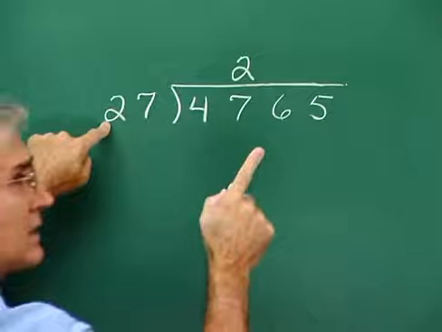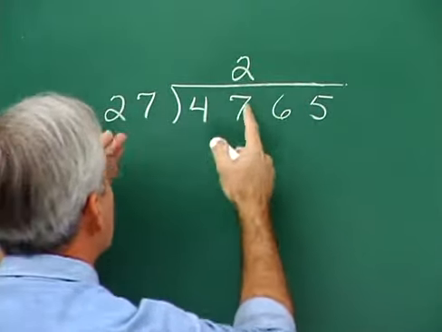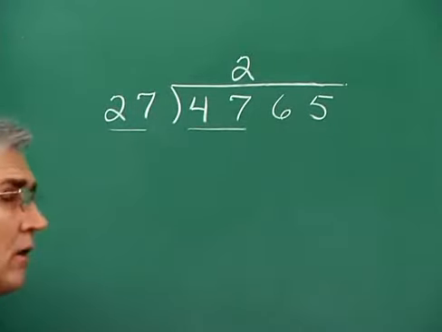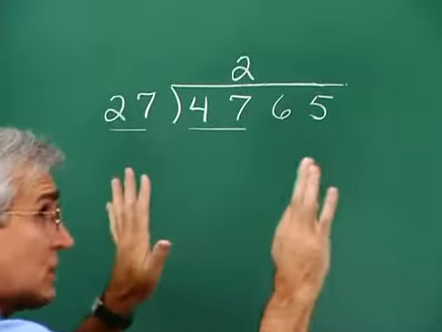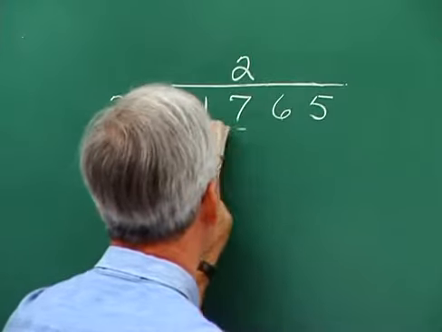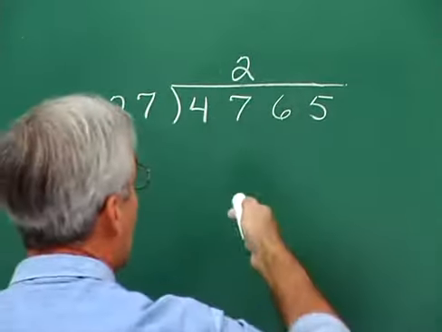Now, notice that I'm putting the 2 in the position for 27 into 47. I'm putting the 2 here, because that's really what I'm dividing. The 2 into 4 was just a test, you see, to help us make that decision. But it's really important to put the digits in the correct column in our quotient.